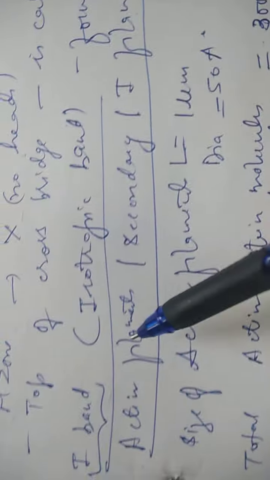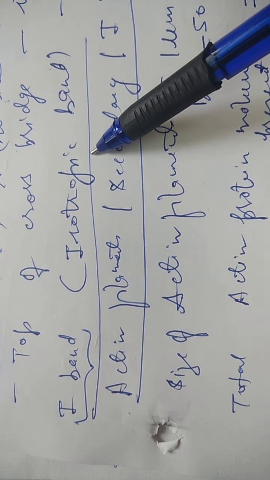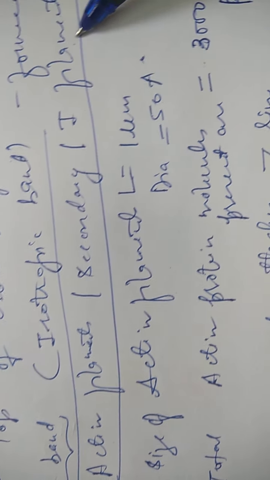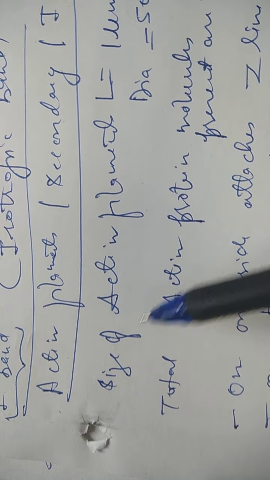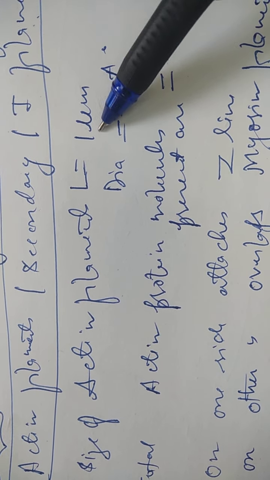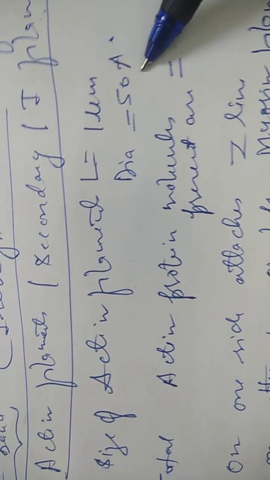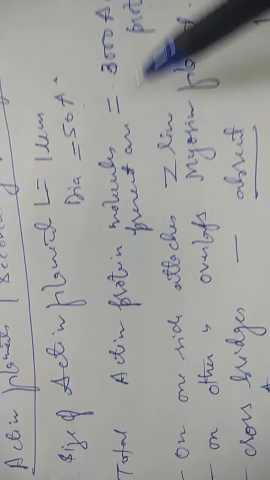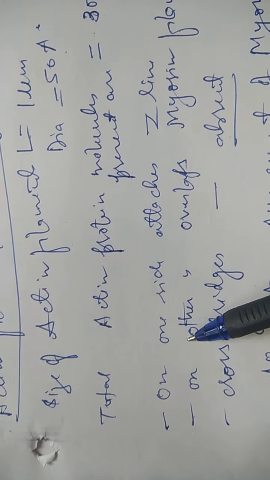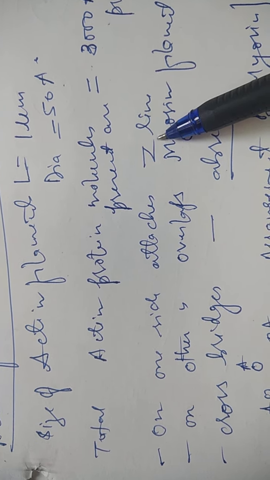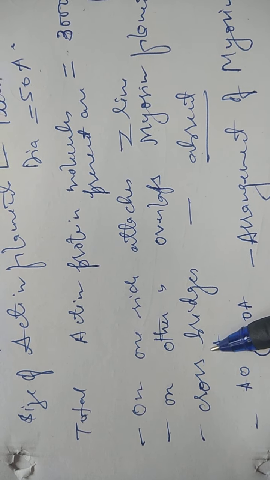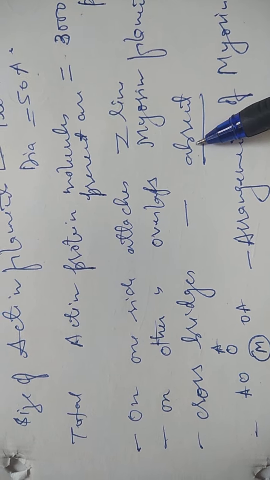Then let's move on to the I band, the isotropic band, which is formed of actin filaments, or the secondary or I filaments. In detail, the length of the actin filament is 1 μm, the diameter is 50 angstrom, and the total actin protein molecules present are 3000. On one side it attaches to the Z line, on the other side it overlaps the myosin filament, and the cross bridges are absent in the actin.